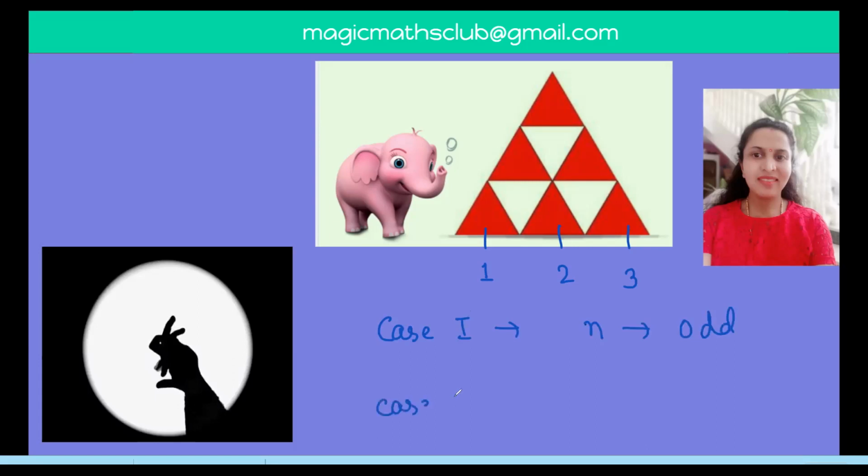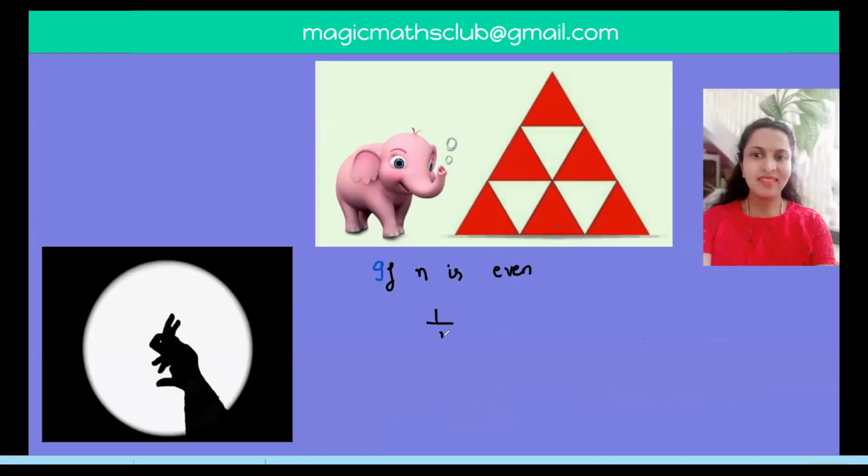And case 2, where n is even. So what is the formula that you have to learn, and then you can do it very nicely. See, there are 2 cases. If n is even, the formula is given by 1 by 8, n plus 2, 2n plus 1. And when n is odd, we don't have to do anything, we just need to subtract 1 from here.